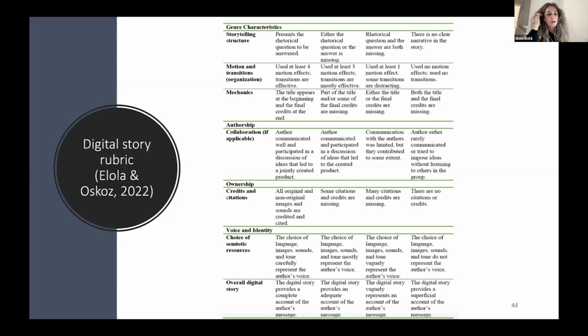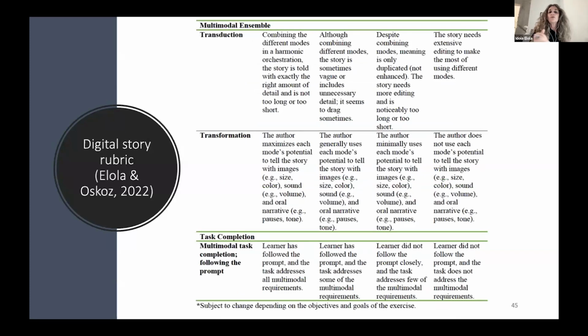Again, when we were talking about Iceland, the student, about choices of semiotic resources and what to express their identity, whether the story is being produced well. If you're going to move and be more specific, issues of transduction and transformation, or an important one, did they complete the task according to the prompt that we gave them? So having a rubric will be extremely helpful when you're providing the feedback, and it will be helpful for the students to understand your expectations.